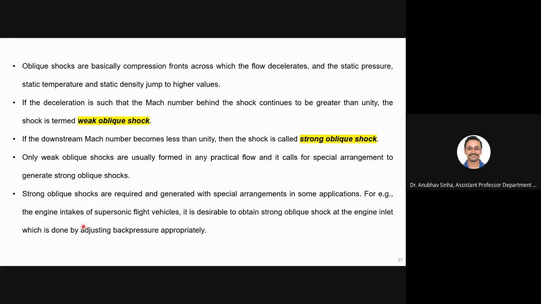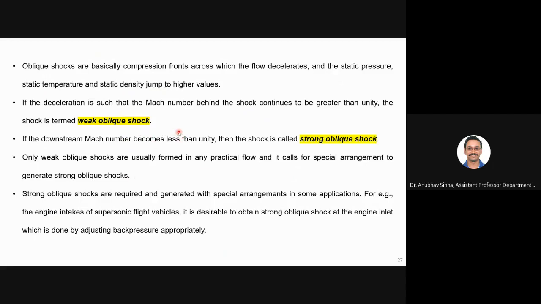Now for a strong oblique shock we need to do some special effort. We need to, for example, at an engine intake, we need it to be a strong shock so that the flow after the shock is subsonic, and basically it helps us to design or to make the combustion easier. So at engine inlet, we basically try to change the back pressure or we make some design changes to make it a strong shock. Otherwise, it will be generally a weak shock only.